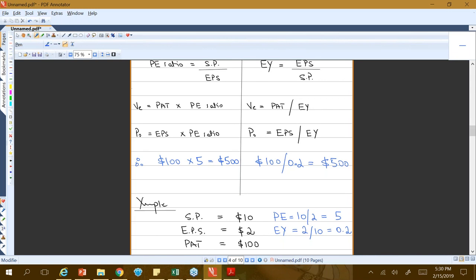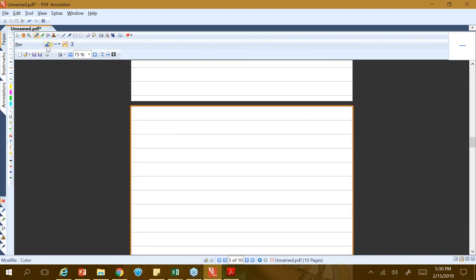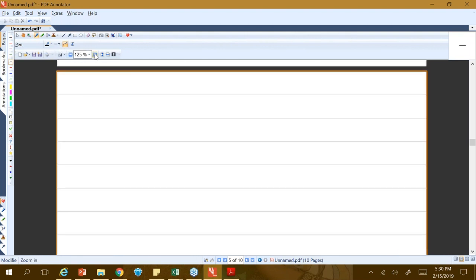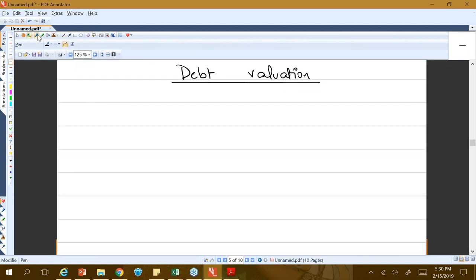Okay, so this seems all okay so far. Let's just quickly go over a bit of debt valuation. Now, when we think of the debt valuation, remember we're talking about the traded debt here. And there are three types of traded debt, which I covered previously on my business finance section as well.